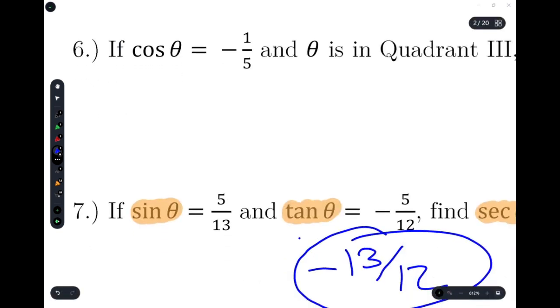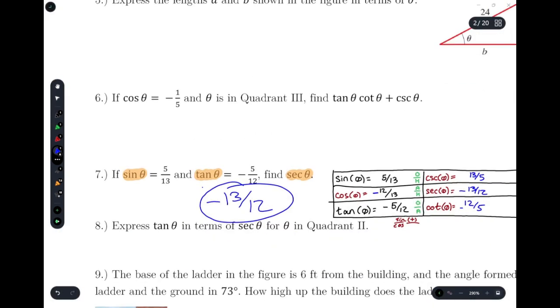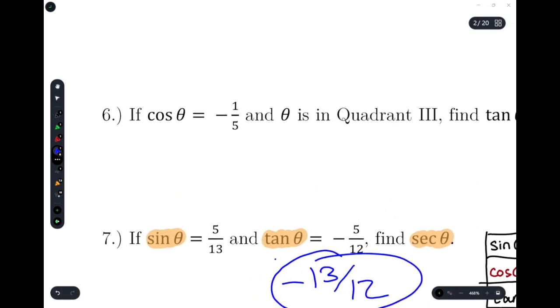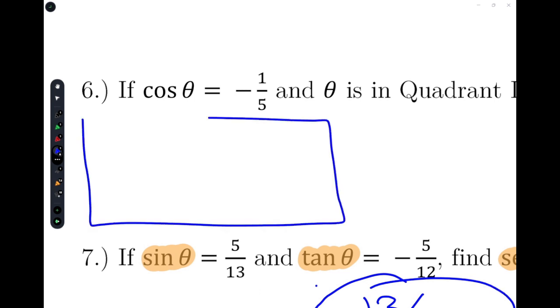The one below it doesn't have any. Oh, that's a good one. I like that problem. We'll do that one next. Cosine, negative 1/5. I'm going to get tired of writing this box after a while.